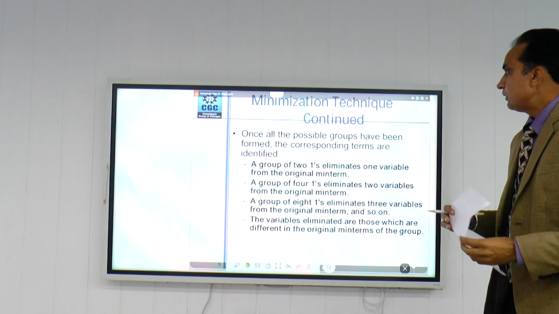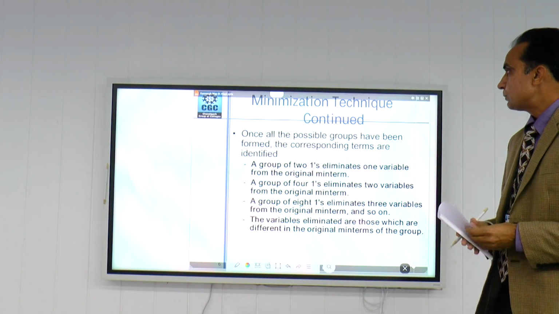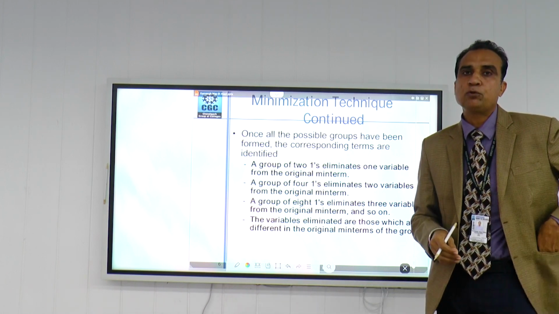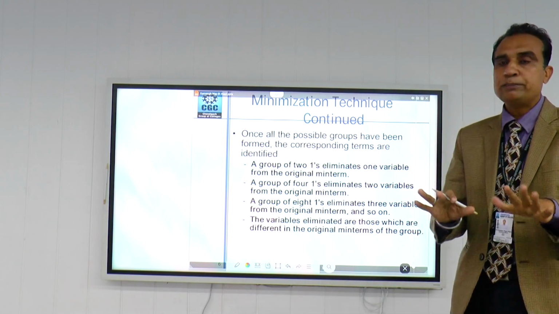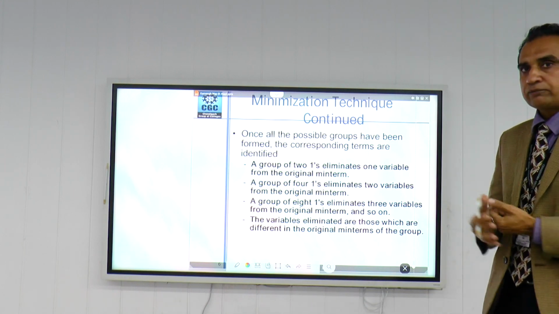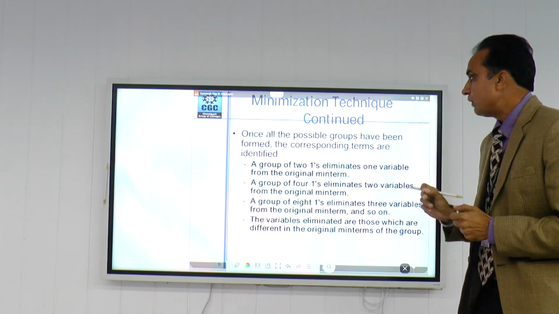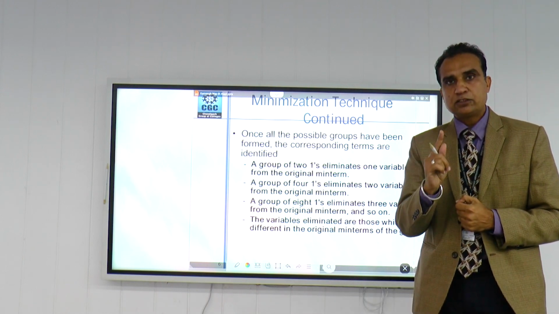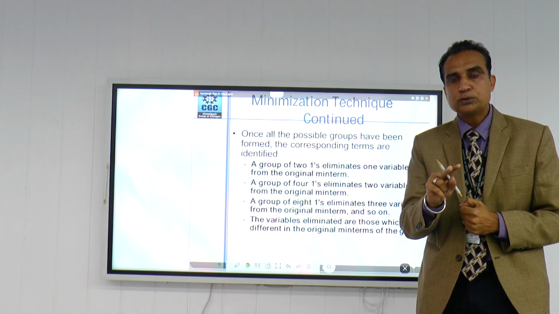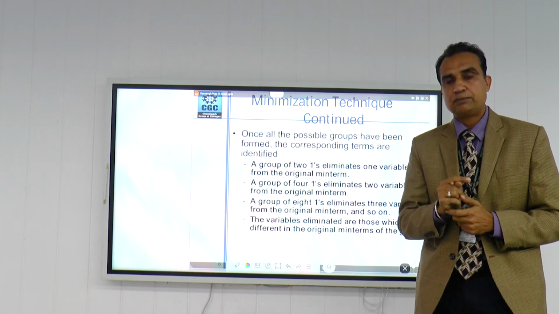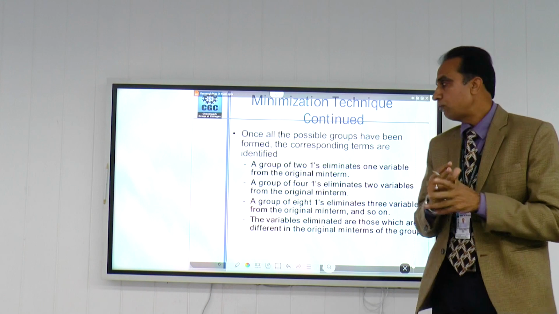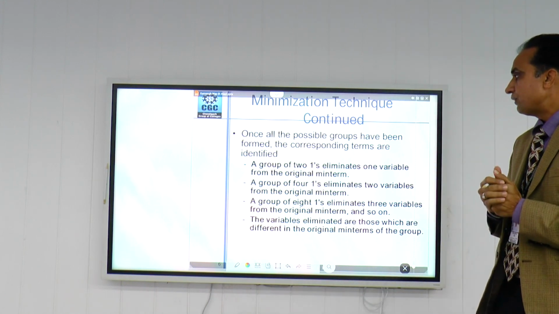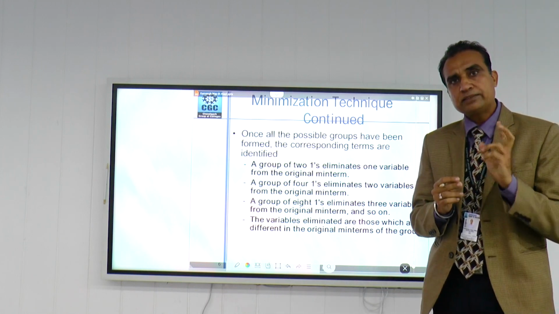When all the possible groups have been formed, the corresponding terms are identical. After forming the groups, now we have to apply the uniform theorem to eliminate the variables. Now, how can we implement? A group of two ones eliminates one variable from the original expression. When we create a single group in which two ones are used, it will eliminate one variable. Similarly, the group of four ones eliminates two variables, and the group of 8 ones eliminates 3 variables.